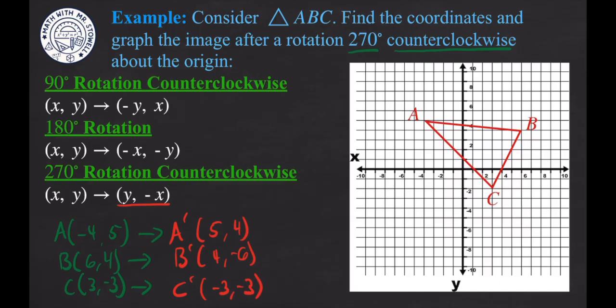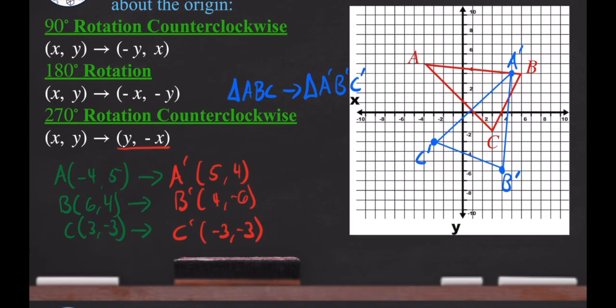Now let's graph this. Now, since we have it graphed, notice that these are the same shape. They are congruent. So triangle ABC, we can say it got mapped to triangle A prime, B prime, C prime. And that is doing a rotation 270 degrees counterclockwise.